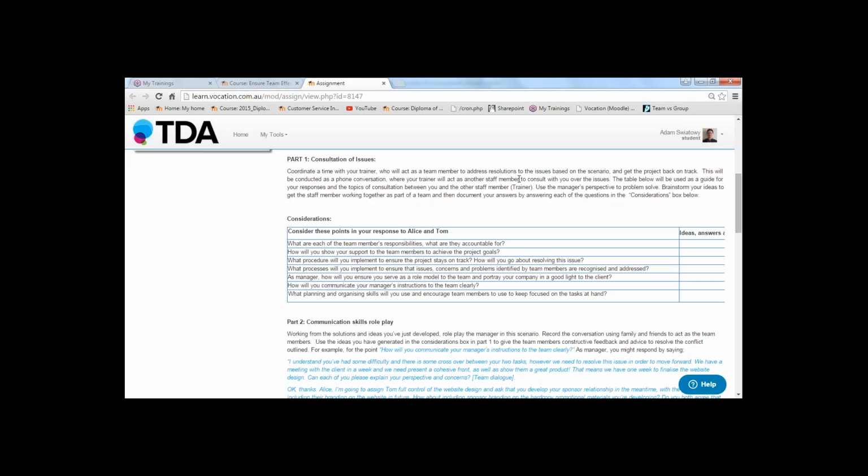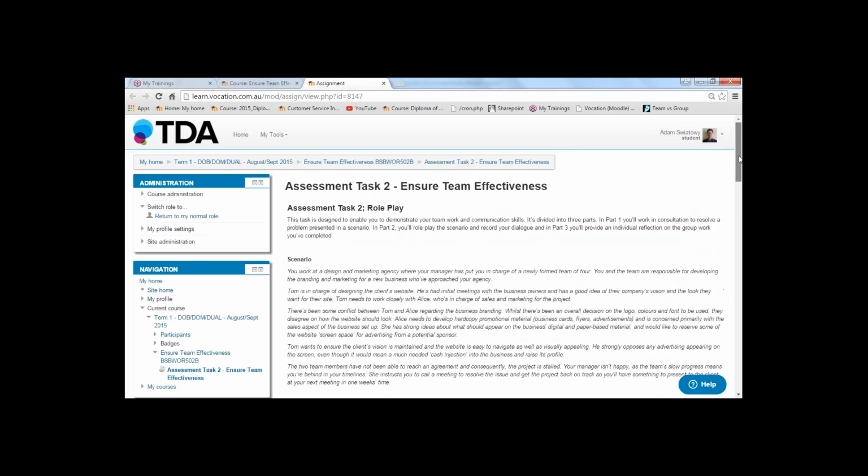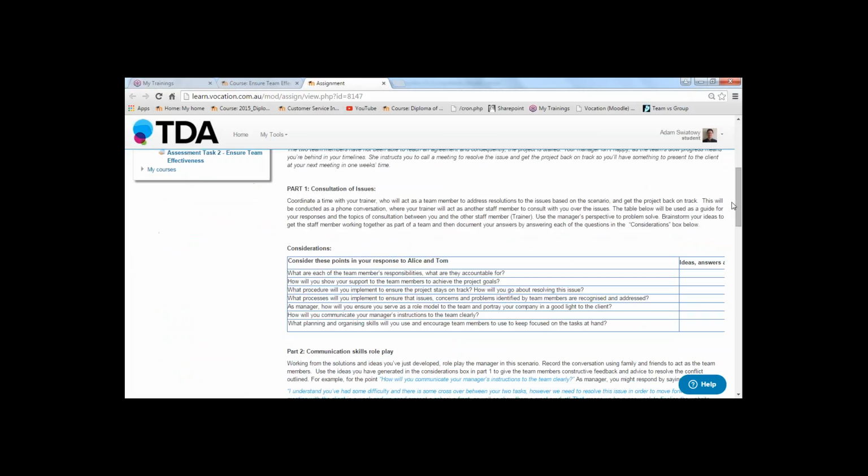So what you're going to do is coordinate a time with your trainer. If that's me, it'll be myself. Us trainers are going to act as team members, other members of the team, and we're going to have a bit of a chat about how to resolve some of these issues that we find here in this particular scenario. So the conversation will happen over the phone.